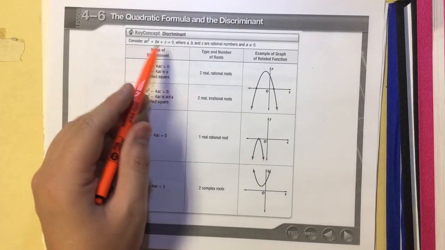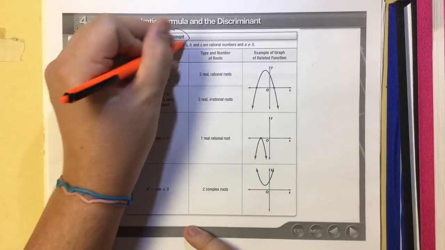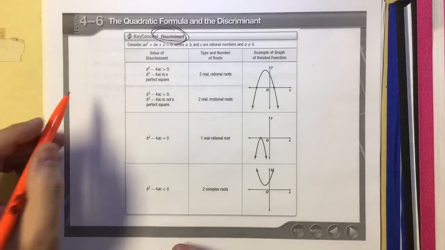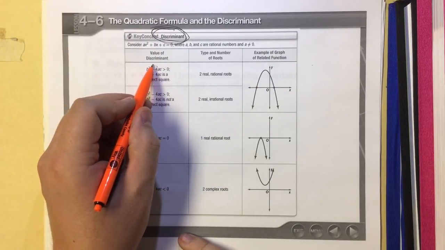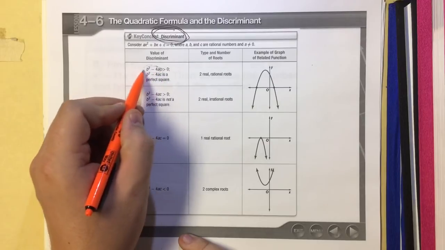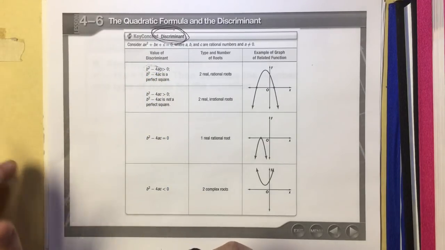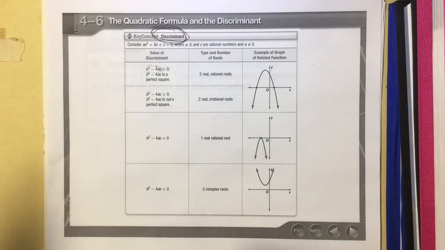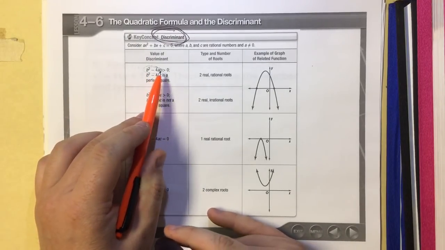So this here is talking about the discriminant. And the discriminant is just a name that we give all of that stuff that's going to be under that square root. So the discriminant is b squared minus 4ac. So to find the value of the discriminant, you just do b squared minus 4ac. Again, that's the stuff that is under the square root in our quadratic formula.